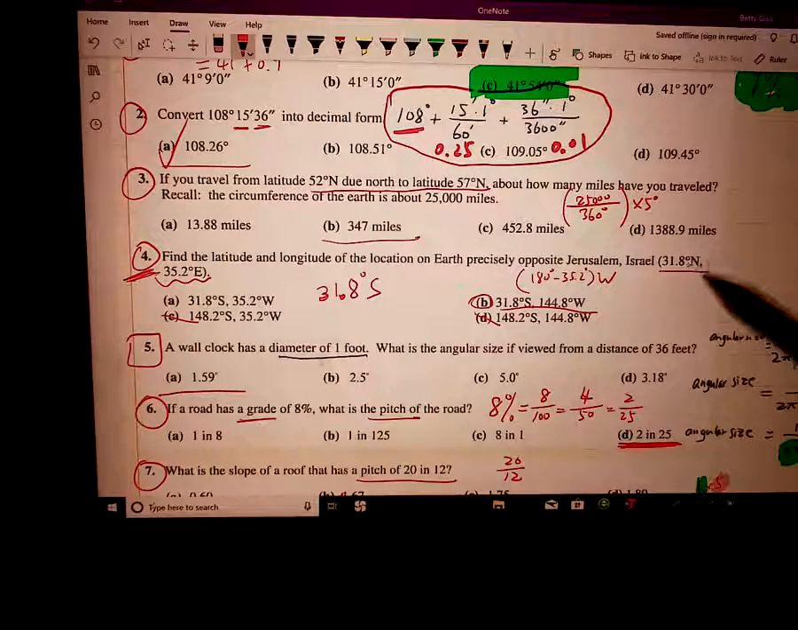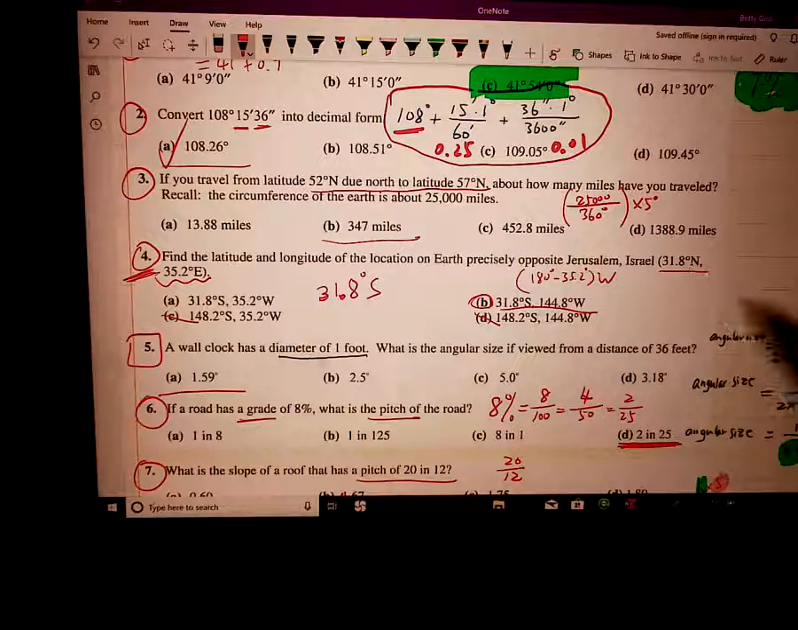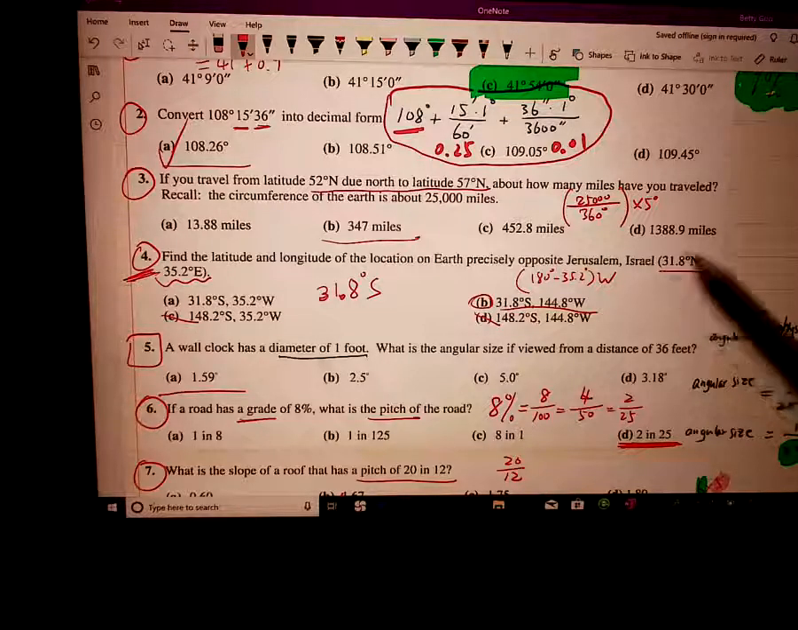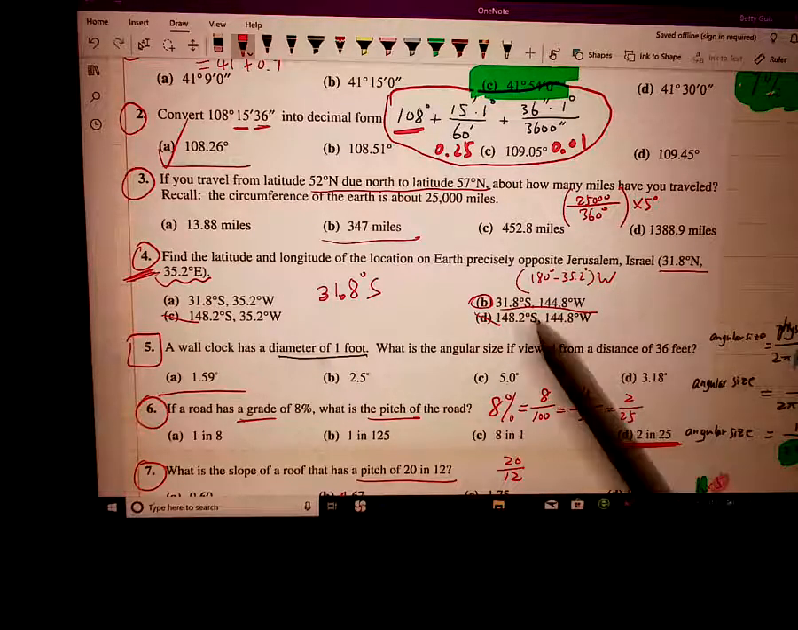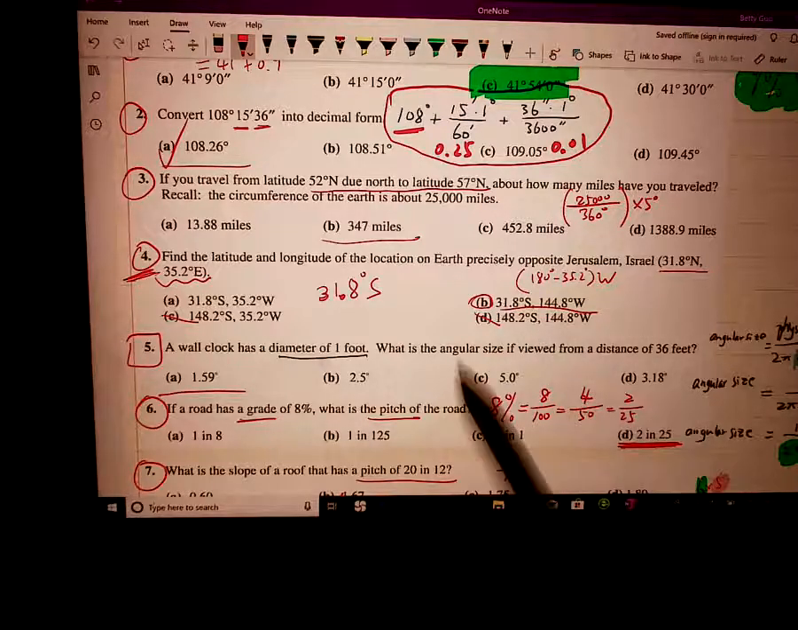So for latitude, the opposite location is going to be 31.8 degrees south. So C is out, D is out. For the opposite location, the latitude must be 31.8 degrees. The number of the degree is the same. It's just in the south. All right, does that make sense? 31.8 degrees south. What about the longitude?